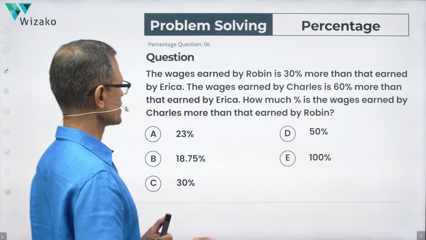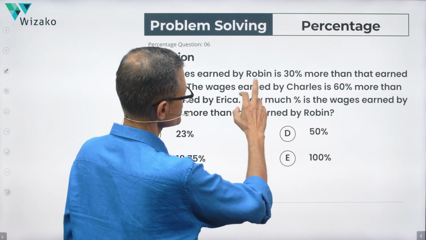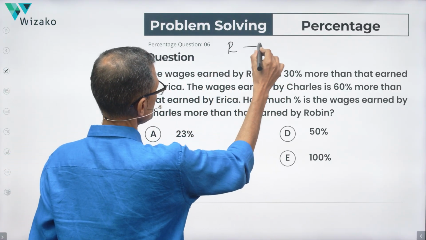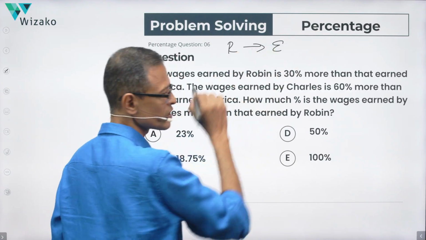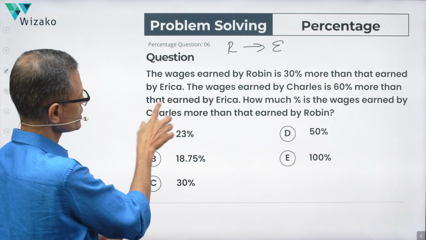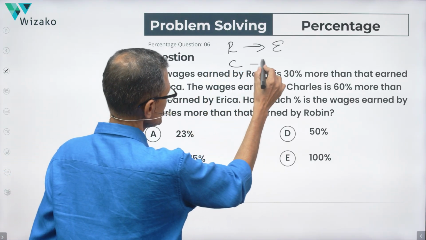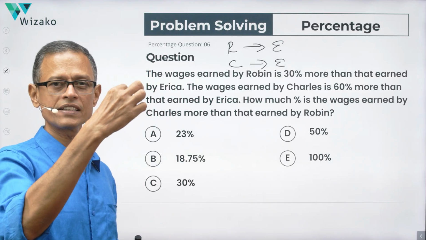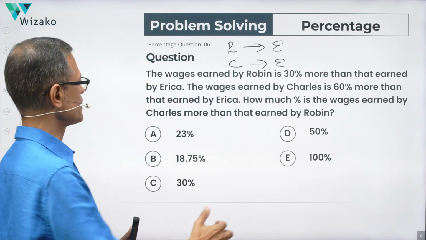Let's get started with this question. The wages earned by Robin is 30% more than that earned by Erica. So we have a comparison between Robin and Erica in terms of Erica's wages. The wages earned by Charles is 60% more than that earned by Erica. Charles to Erica, again, we have a comparison in terms of wages earned by Erica. So both Robin and Charles, we have the base as Erica.